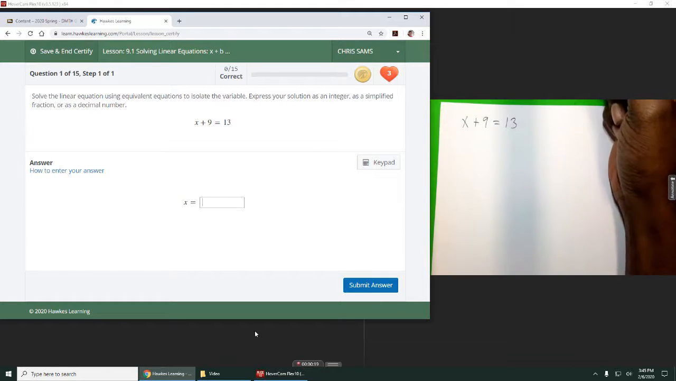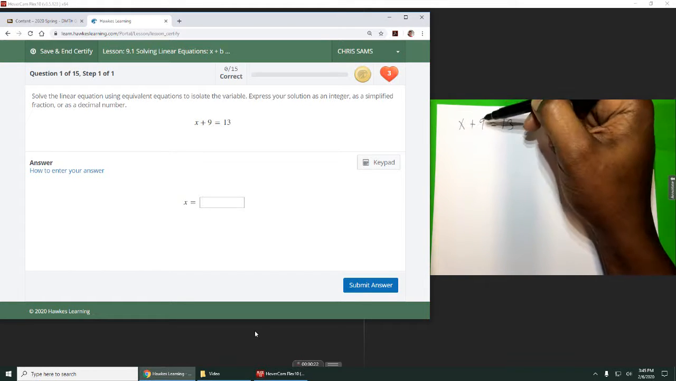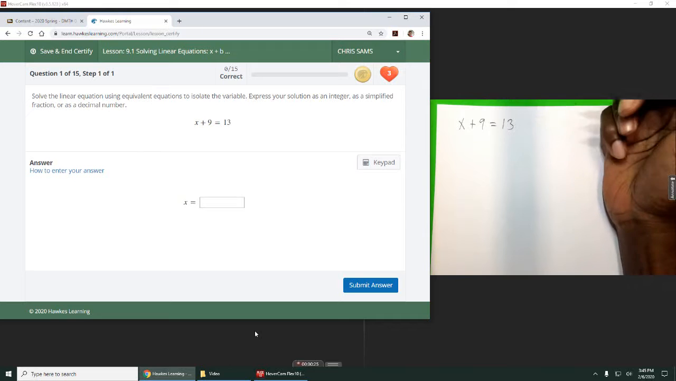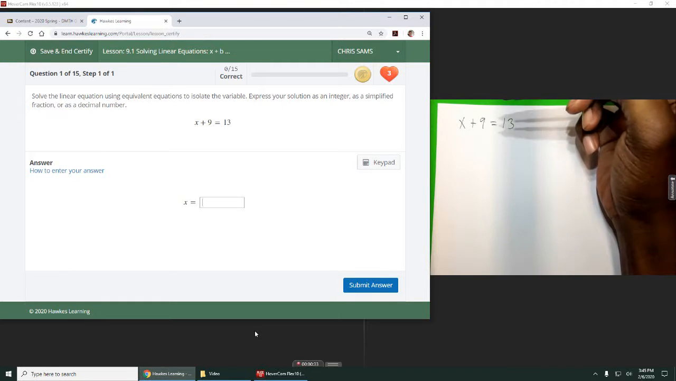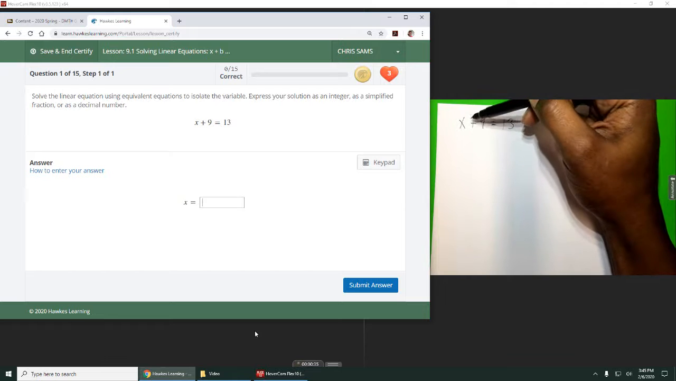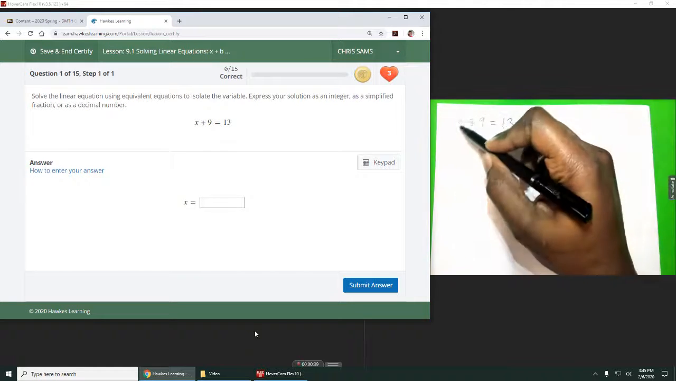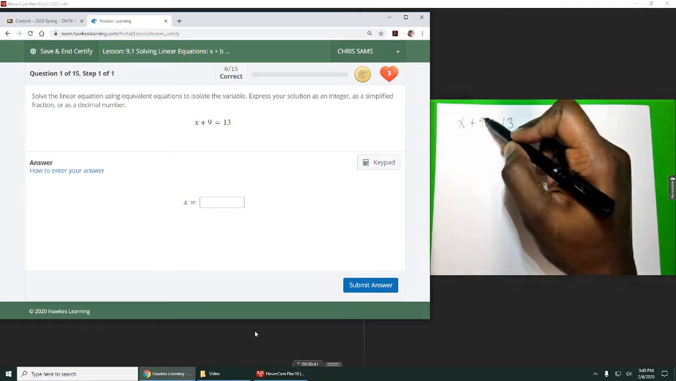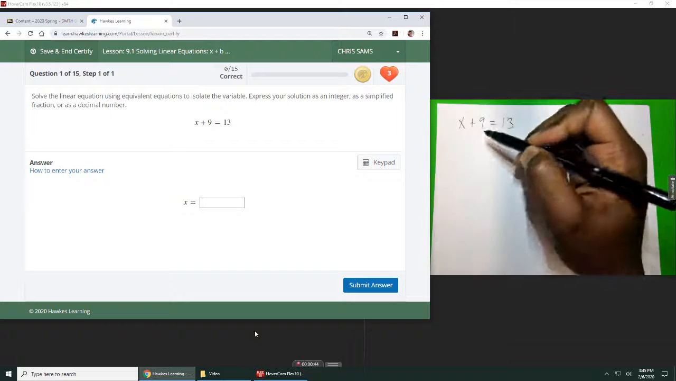You can kind of look at them and figure out what needs to be added to 9 to get 13. The method that we're going to use to solve them is pretty much going through the order of operations backwards. So whatever you see, you're going to do the opposite. That is, you're going to locate where the variable is. So here's x. On the same side of the equal sign with the x, we have a plus 9. We want that 9 to go away so we can figure out what x equals.